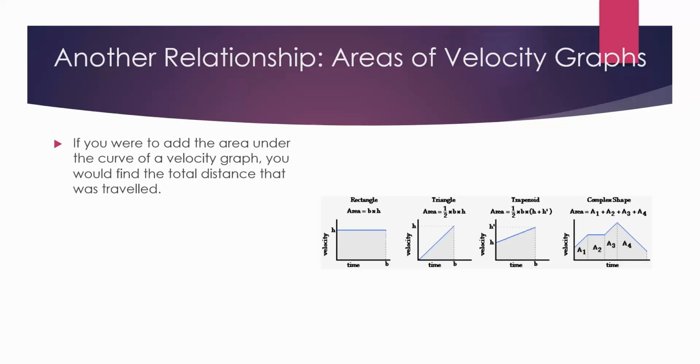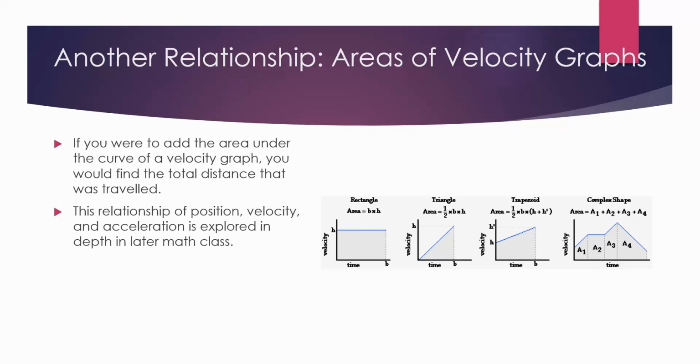If you think about the relationship I just showed you with how the graphs of position, velocity, and acceleration are related, this kind of feeds into that same relationship. It's just going kind of reverse of what I was showing you before. This is explored really in depth in later math classes. Again, this is part of calculus. But definitely that triangle, the 1/2 base times height, will be showing up as an extra credit question on our motion test.